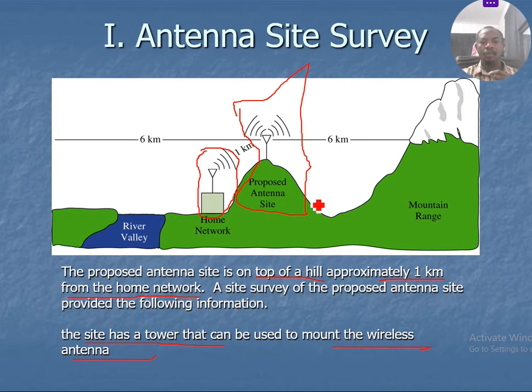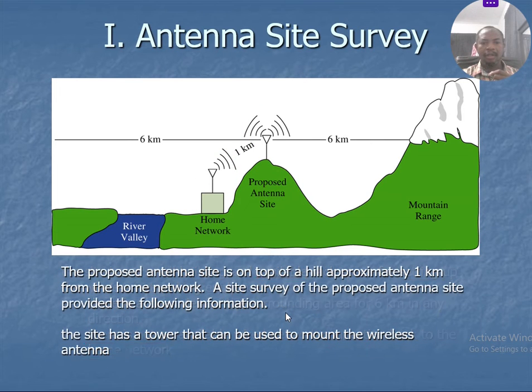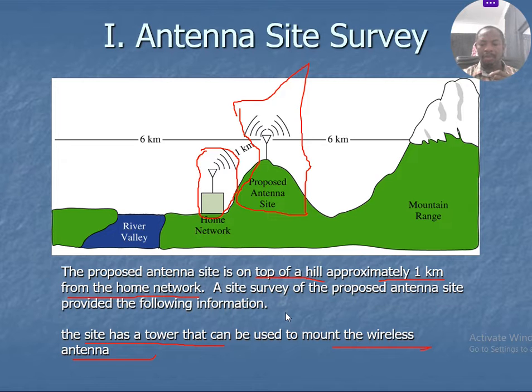So that we reduce or mitigate the problem of signal reflection, signal degradation, signal blockage, and so forth. These are some of the reasons why we look for this, so that the signal can go a long range before it gets to another telecommunication distribution point that can receive the signal to the home where it's needed. Is that okay? Now let's move on quickly to our next point. Besides the site having a tower that will be used to mount the wireless network, a site with a tower.